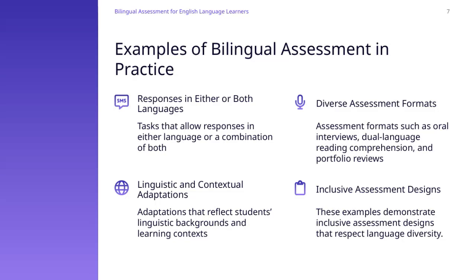Here, we see some practical examples of bilingual assessment in action. First, allowing students to respond in either one or both of their languages offers flexibility and better captures their knowledge. Next, using a variety of assessment formats, like oral interviews, dual language reading comprehension tasks, and portfolio reviews, helps address different learning styles and language strengths. Additionally, making linguistic and contextual adaptations ensures that assessments truly reflect each student's unique language background and learning environment. Altogether, these approaches highlight the importance of designing assessments that are inclusive and respectful of language diversity, ultimately supporting more accurate and fair evaluations.